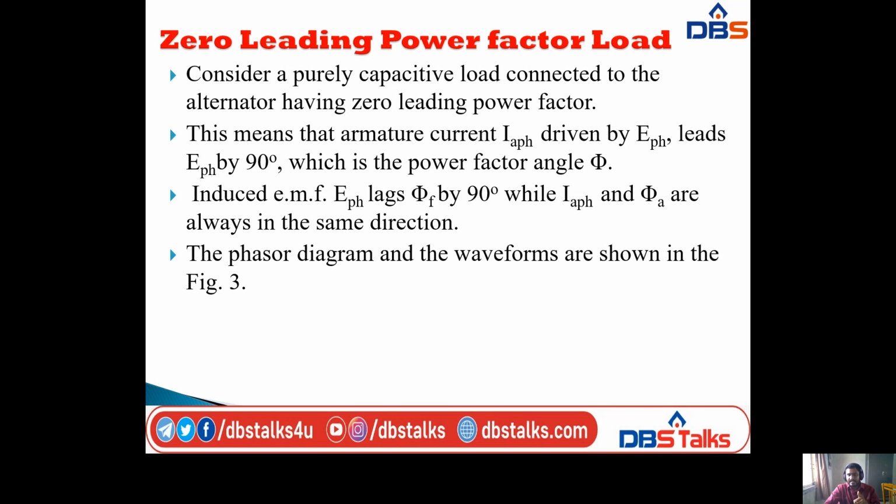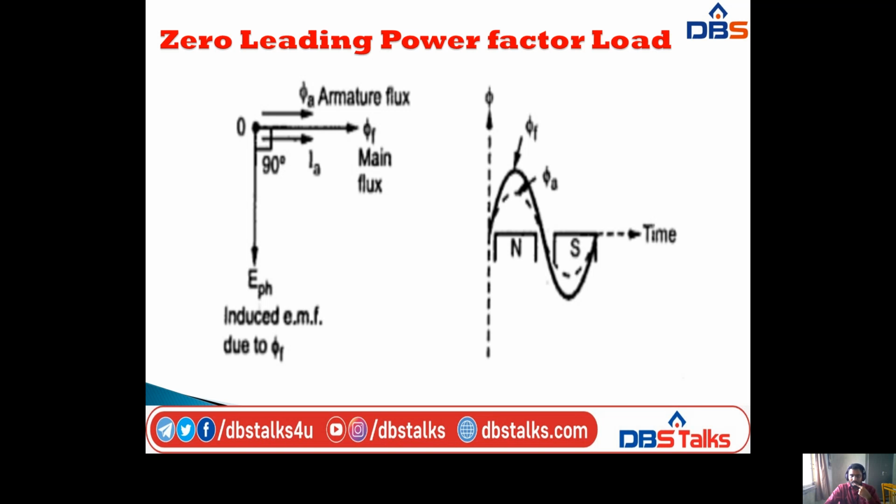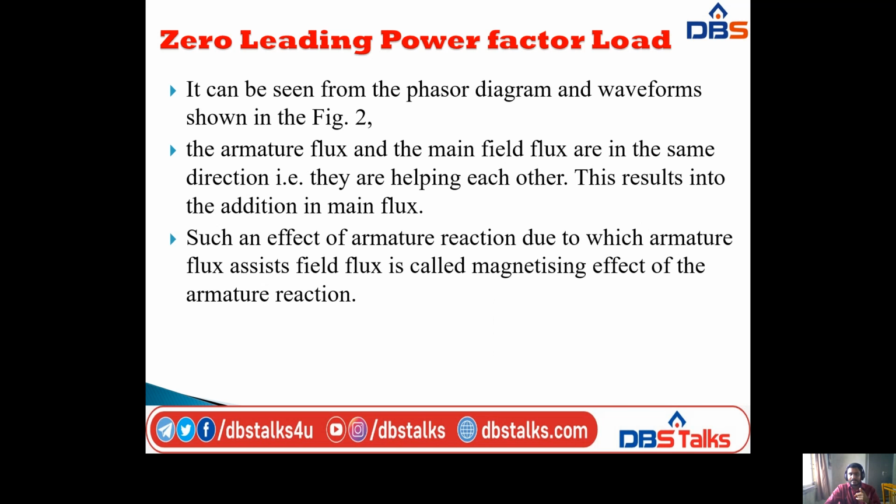Okay, so here I am taking the phasor diagram and waveform similar to the previous two. On the right side we have waveforms of two fluxes, and on the left side we have the phasor diagram. The thick waveform gives the main field flux, and the dotted line gives the armature flux, and on the left side we have the phasor diagram of the main flux and armature flux. Here the main flux and armature flux both are in the same direction, but IA phase leads the E phase by 90 degrees.